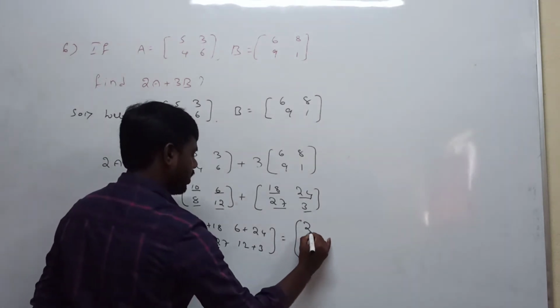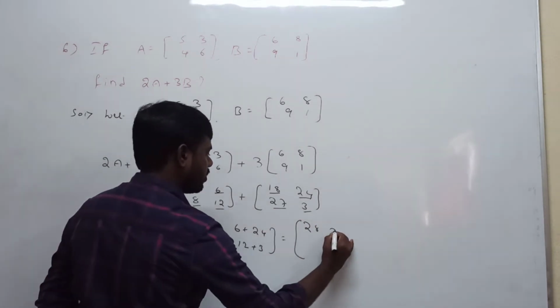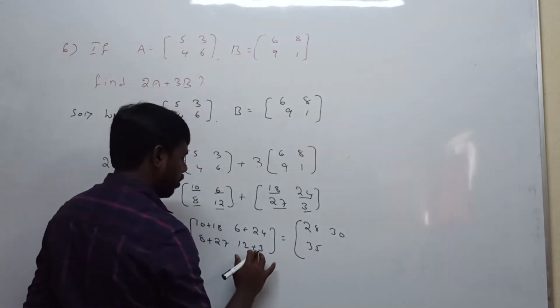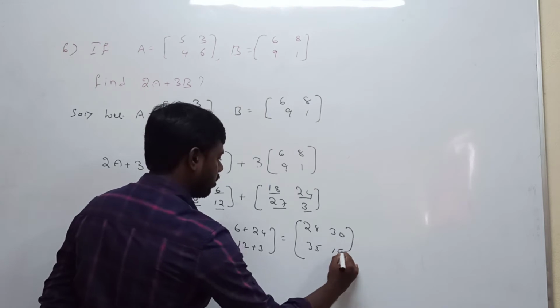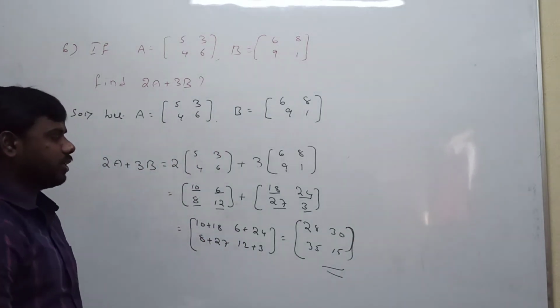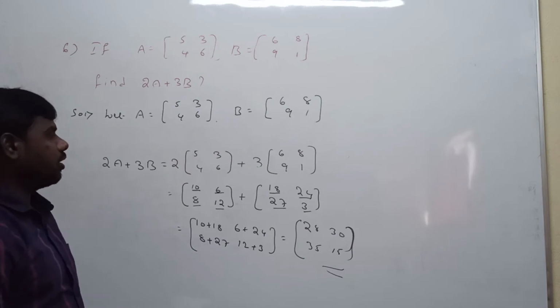10 plus 18 is 28. 6 plus 24 value is 30. 8 plus 27 value is 35. 12 plus 3 value is 15. Now we got the final answer: 2a plus 3b is equal to 28, 30, 35, 15.